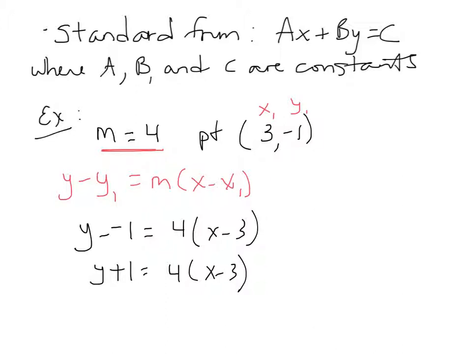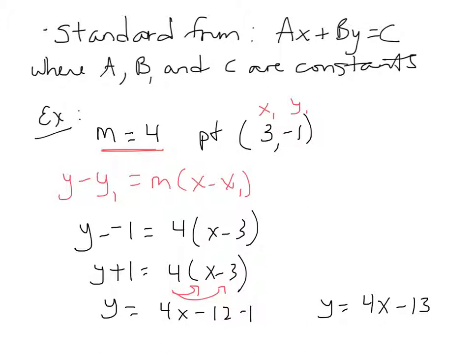Now normally that's enough. You don't need to do any more to that equation, but most of the time multiple choice questions will not be in this form. Multiple choice questions will either be in y equals form or standard form. So to change this into y equals form, I'm going to distribute the 4, and I'm going to move the plus 1 to the other side by subtracting 1 from both sides. And I will get y equals 4x minus 12 minus 1, or y equals 4x minus 13.